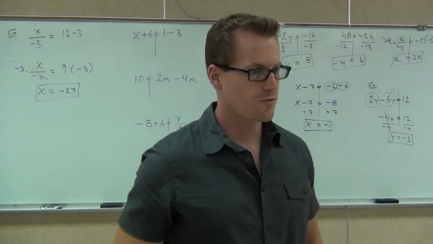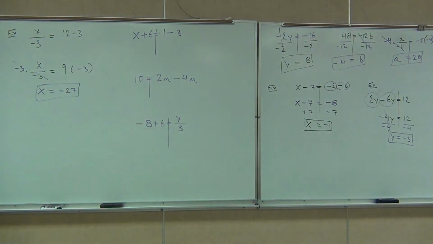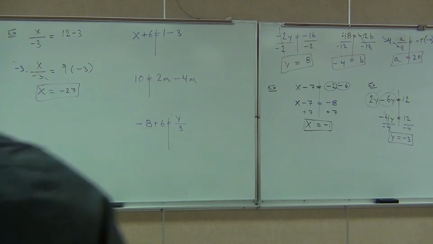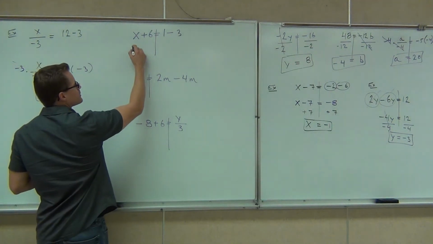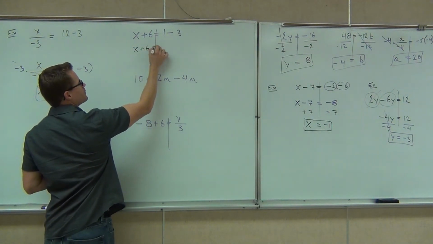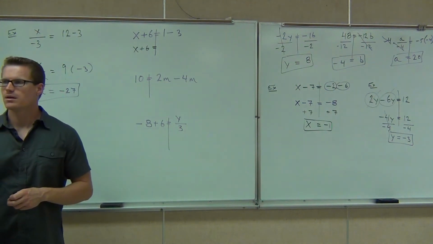So combine like terms first, then you should have a problem like we've seen before. Okay, so the first one, we do have some like terms. Not on the left-hand side, that's just going to be x plus 6. There's nothing we can combine there. But on the right-hand side, we have 1 minus 3.